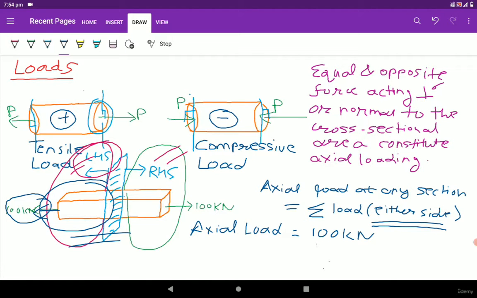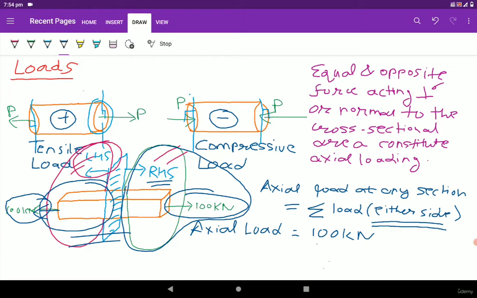Now we can cross check whether we are correct or not. For cross checking, we can take the right hand side part. We can see that on the right hand side part, the load is 100 kilonewton, which is totally balanced. Now let's see with the help of another good example.